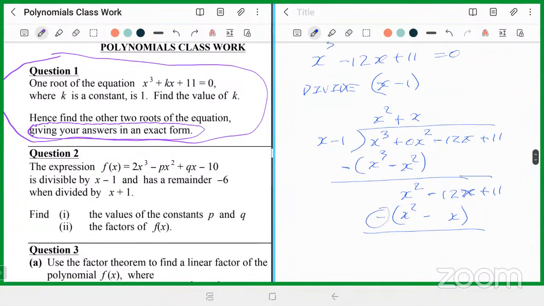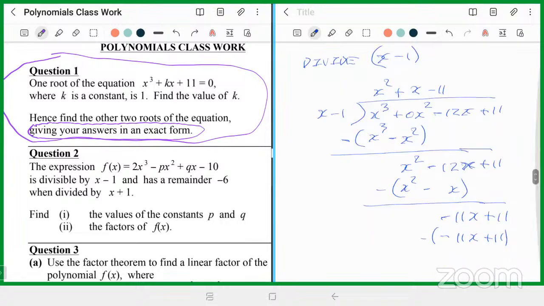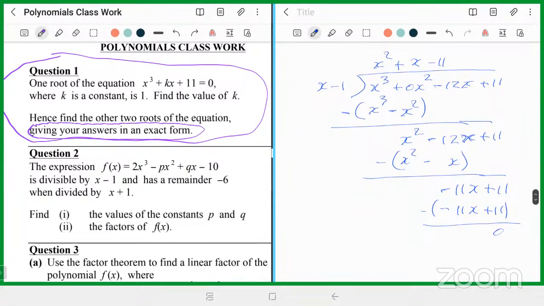We're subtracting again. So this minus makes us a plus x, or makes us x. So it's x minus 12x is minus 11x plus the 11. This 11 comes back down here. All right. And then we're dividing this now by the x to get minus 11 up here. Then it's minus 11 times these. It's going to give us minus 11x. Plus 11, so we're subtracting the same thing, and so the remainder is 0.